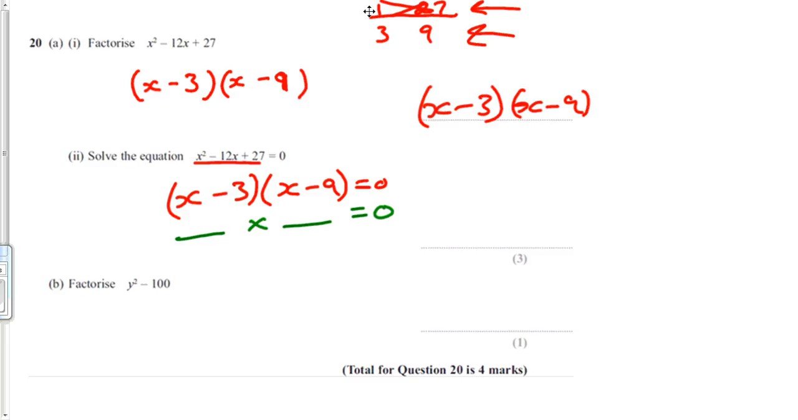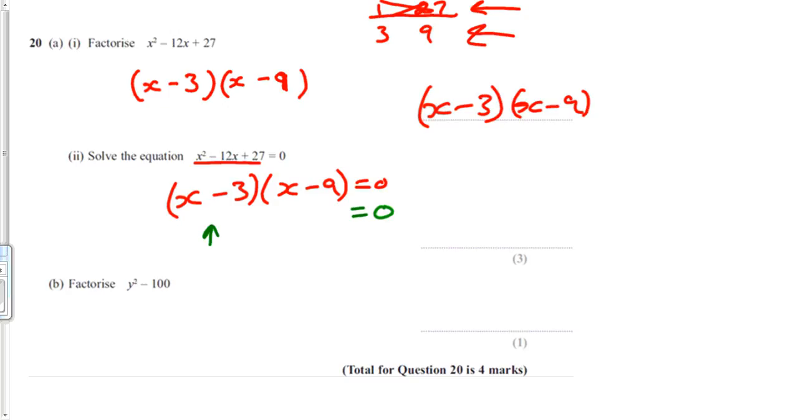So what we do is we substitute in values of x to find which values make each bracket 0. For instance, if we substituted in x equals 4, then this first bracket, 4 take away 3, would be 1. This bracket, 4 take away 9, would be minus 5. 1 times minus 5 certainly isn't 0, it's minus 5. So we've got to find what values of x we can substitute in to make each bracket 0.